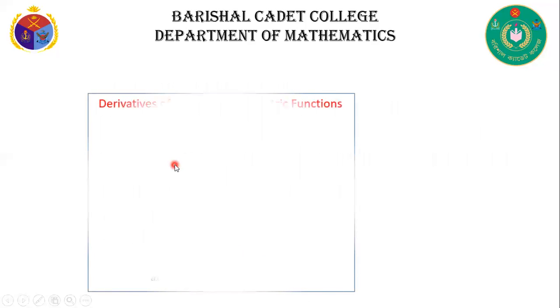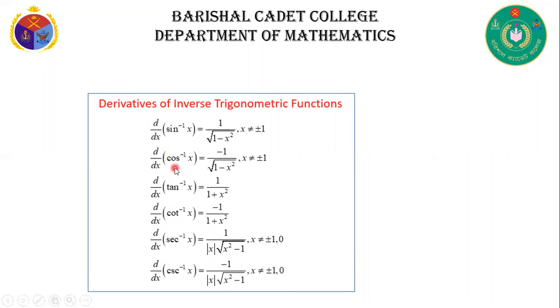In the same way, we can find d by dx cos inverse x is equal to minus 1 divided by root 1 minus x square. D by dx tan inverse x is equal to 1 by 1 plus x square. D by dx cot inverse x is equal to minus 1 by 1 plus x square. D by dx sec inverse x is equal to 1 by mod of x root x square minus 1. D by dx cosec inverse x is equal to minus 1 by x root x square minus 1. We apply these formulas when we solve mathematical problems.